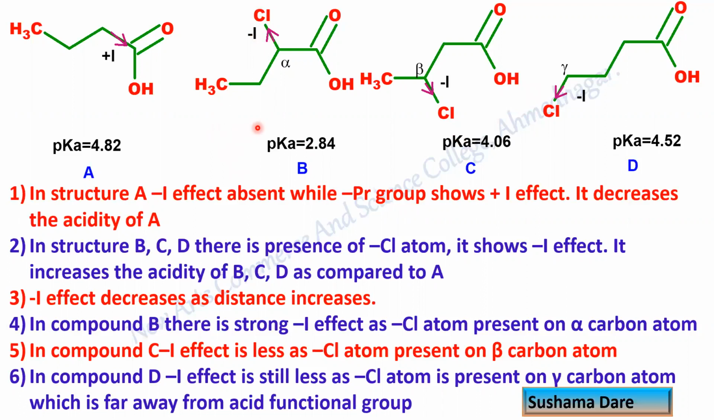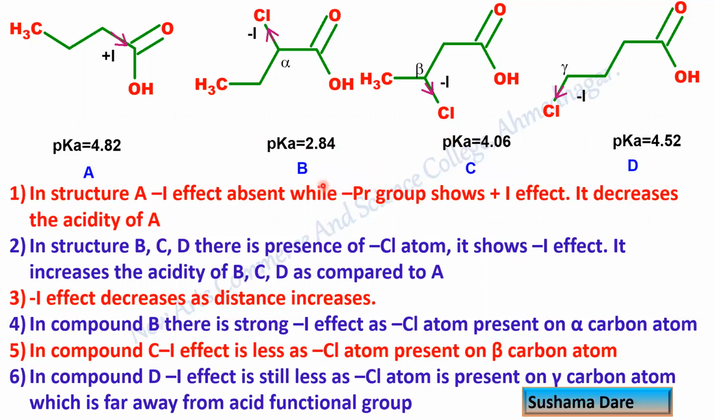So what is the role of electron withdrawing group? It stabilizes the conjugate base. As it increases the stability of the conjugate base, the rate of forward reaction increases, that is the rate of dissociation also increases. Rate of dissociation increases, the acidity also increases. Because of this factor, B, C, D are strong acids as compared to A.